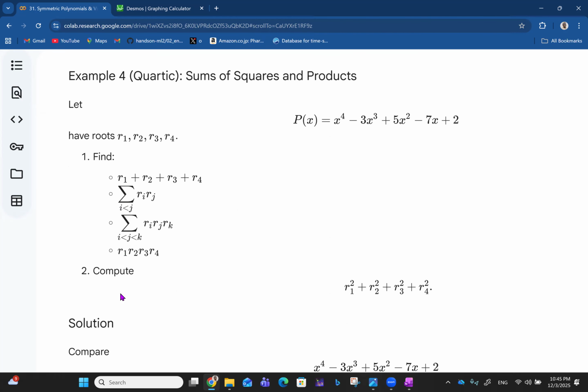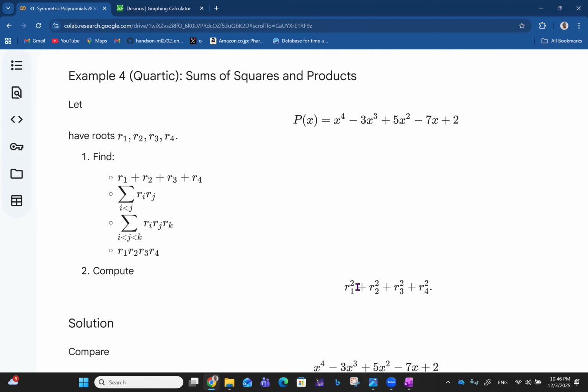So we go quartic now. For quartic, we have sums of squares and products. Let P of x be x to the power 4 minus 3x cubed plus 5x squared minus 7x plus 2. So now a is minus 3, b is 5, c is minus 7, and d is 2. It has roots R1, R2, R3, and R4. So we now want to find all this.